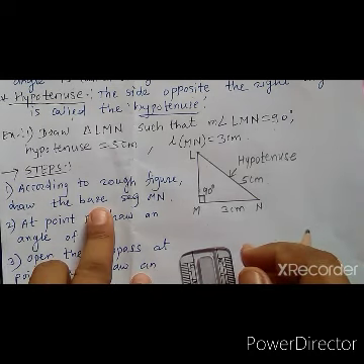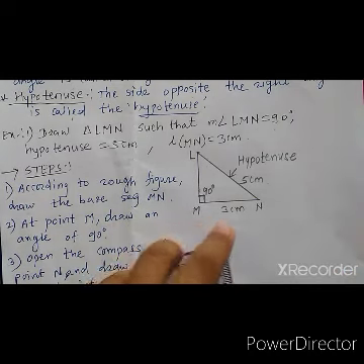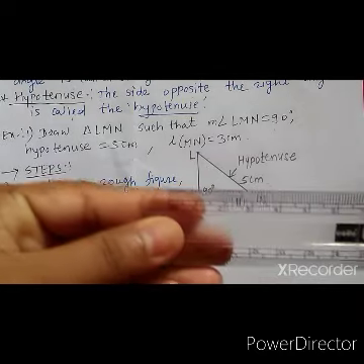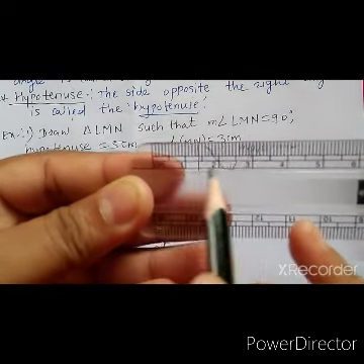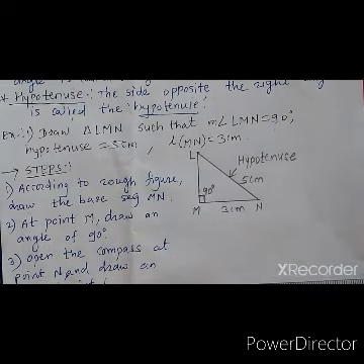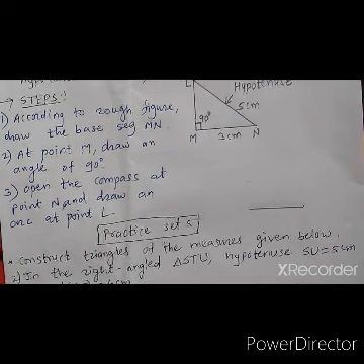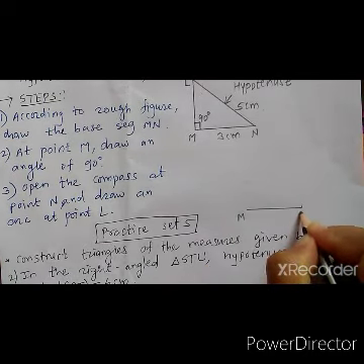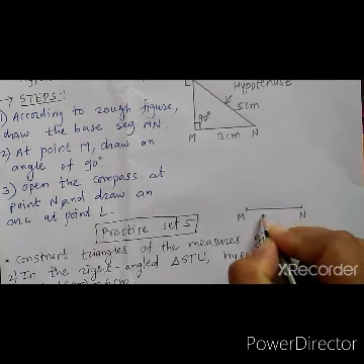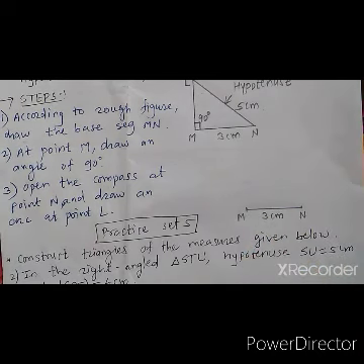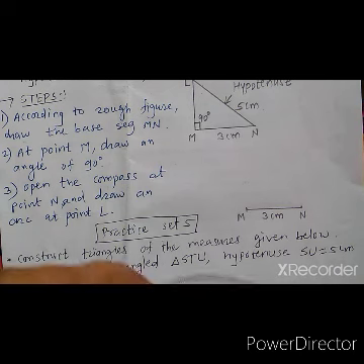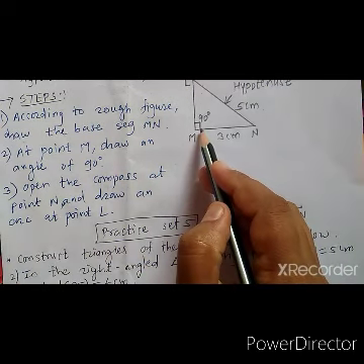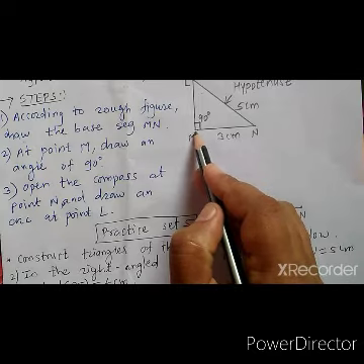So first we have to take base segment MN of 3 cm. So take a scale and start from 0 to 3 cm. So here we got base MN of 3 cm. Next we have to draw an angle of 90 degrees at point M.